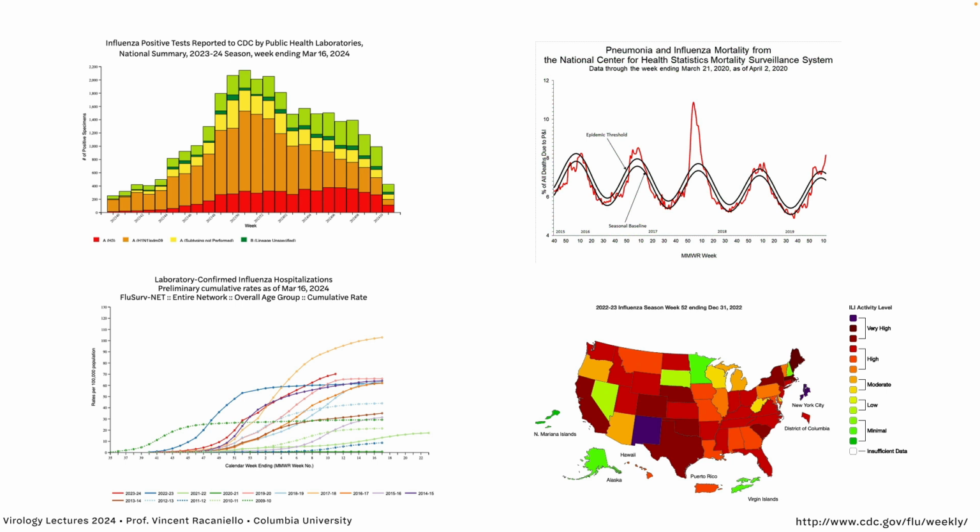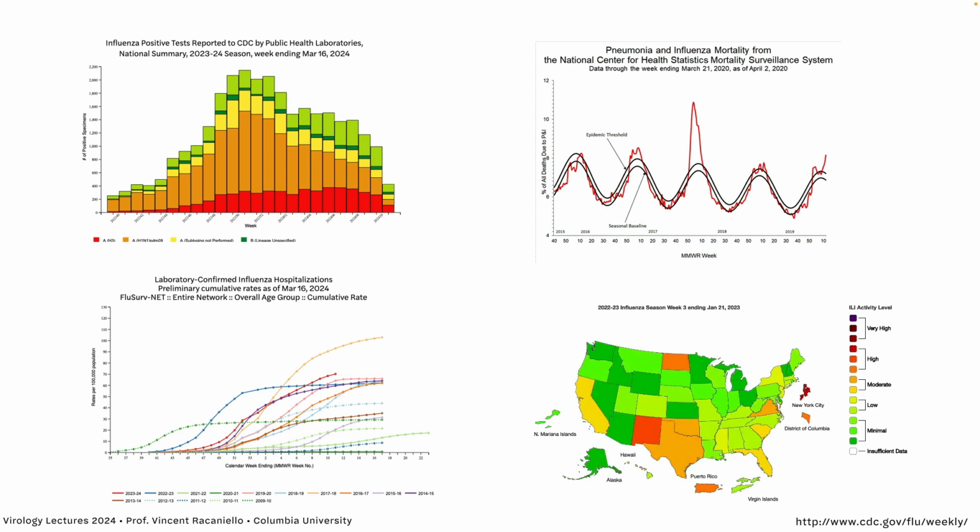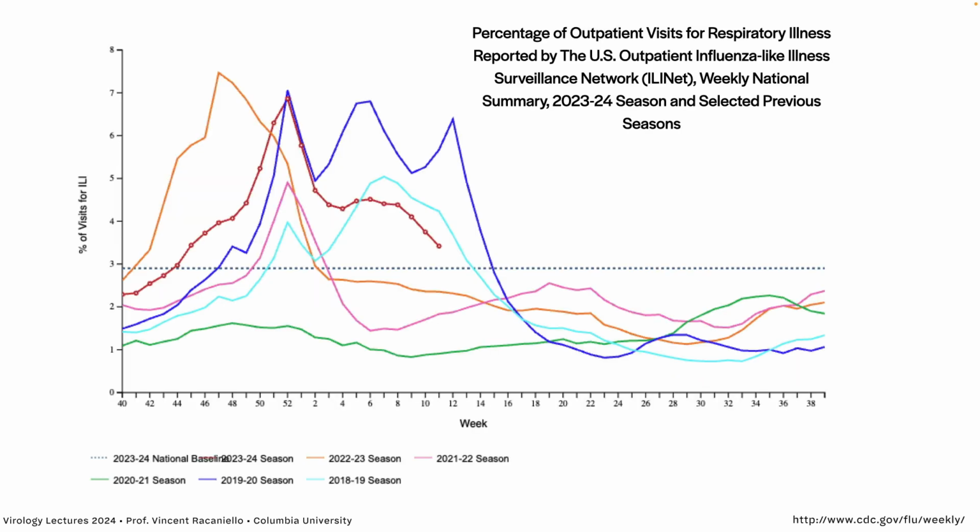And finally, you can get reports per state. This is influenza season, week 40, ending October 2022. And the colors show minimal to very high activity on a state-by-state level. Finally, we have percent outpatient visits for respiratory illnesses, that would include influenza, reported by the Outpatient Influenza-like Illness Surveillance Network. And again, this varies according to the year. And so the years are color-coded here, and you can see the green, again, the 2020-21 season, very little outpatient visits for respiratory illness. And in other years, it's higher.